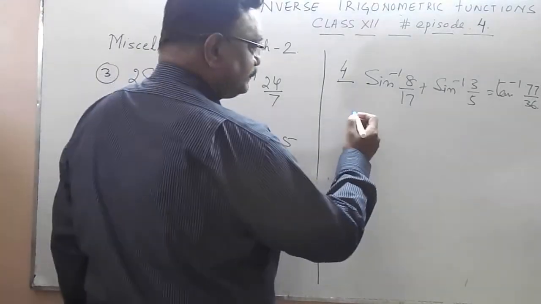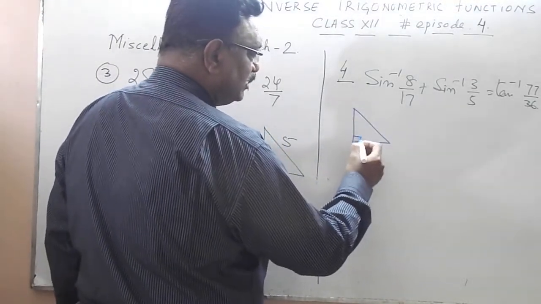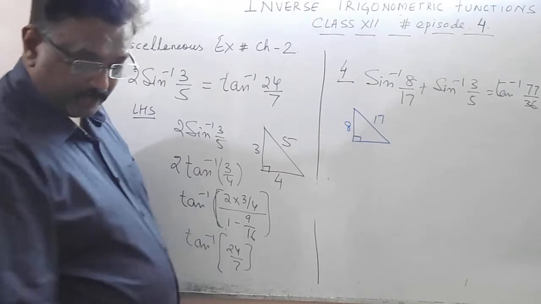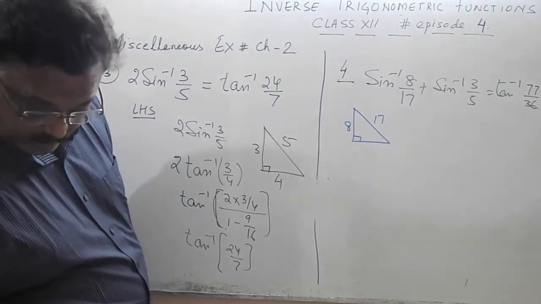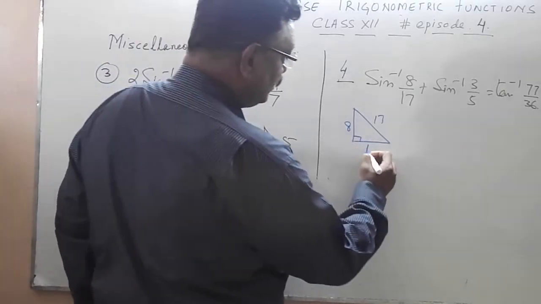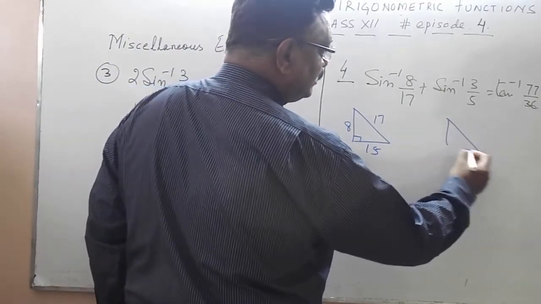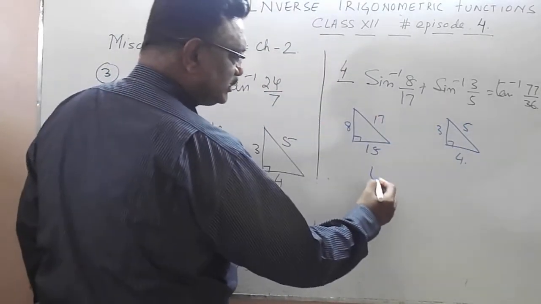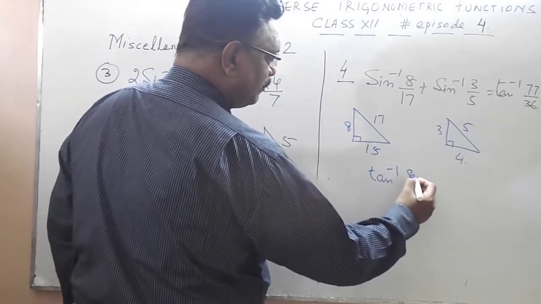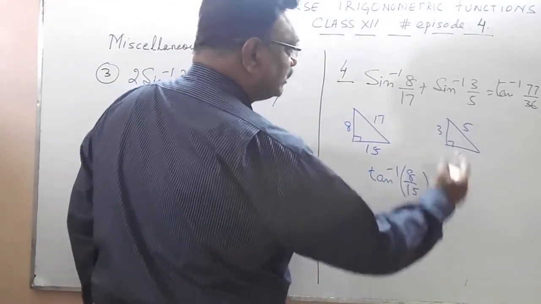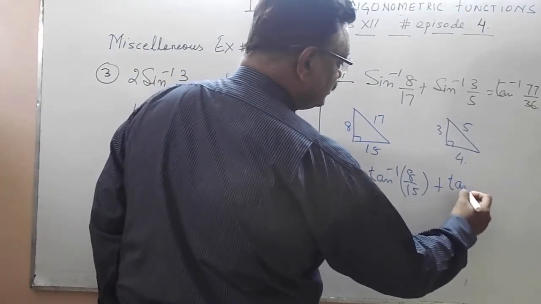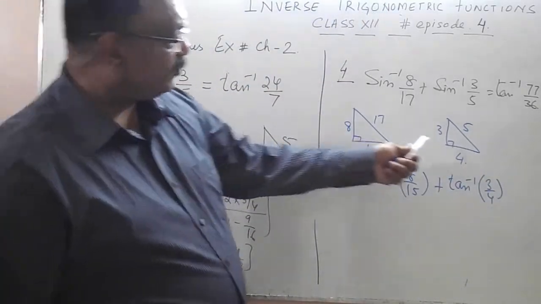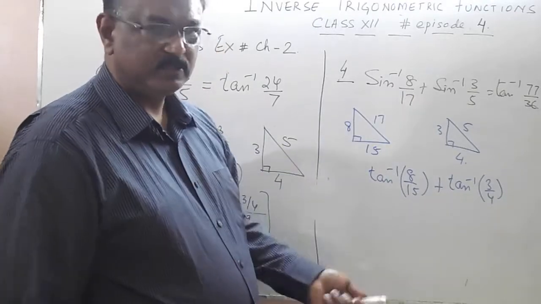For that conversion, if I make this triangle, this is for explanation. If this is 8, this is 17. Using the Pythagoras theorem, we see that it will become 15, and in this, if this is 3, this is 5, this becomes 4. So we convert this as tan inverse 8 by 15, and sin inverse 3 by 5 becomes tan inverse 3 by 4. Dear students, even if you don't show this triangle and apply the conversion directly, there's no problem.